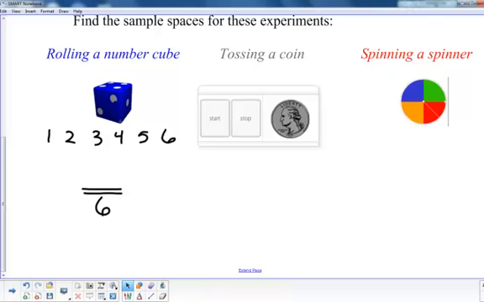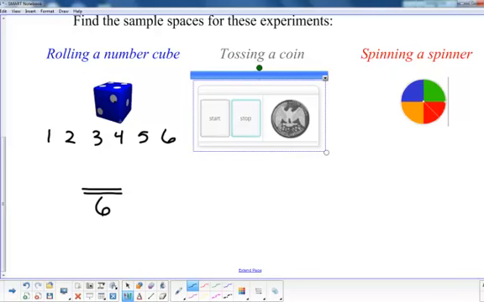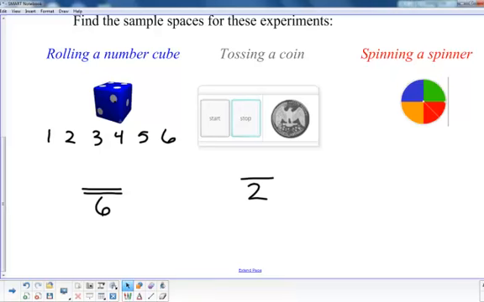Tossing a coin, you're either going to get heads or you're going to get tails. Each time you toss, you can check. So our experiment sample space is 2. It's either heads or tails. And then spinning a spinner, you have 4 different possibilities that you can get. And so we have a sample space of 4 different outcomes.